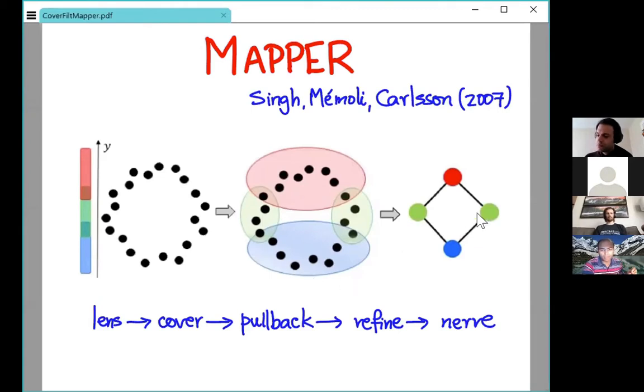So I have a node for each of these blobs. And since the left green cover element and the blue cover element have a point in common, I have an edge. And if you have three cover elements in the refinement having common points or common intersection, then you add a triangle and so on. So going from a collection of points to this highly compact simplicial complex in general, and that is called the mapper, or alternatively, the entire pipeline is also called the mapper or the mapper algorithm, mapper construction, and so on.